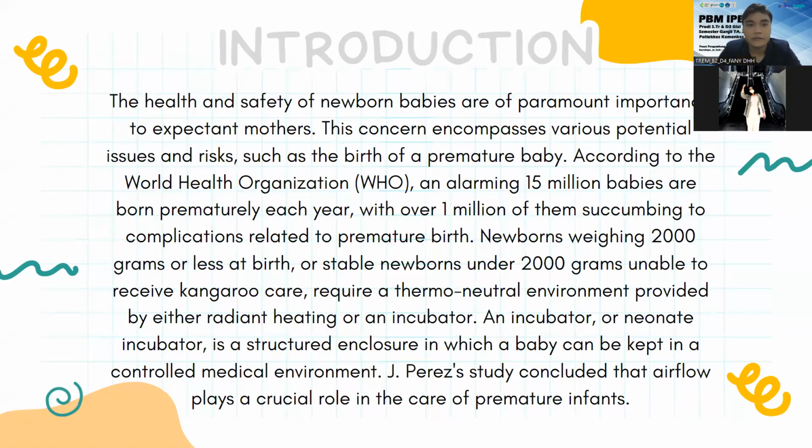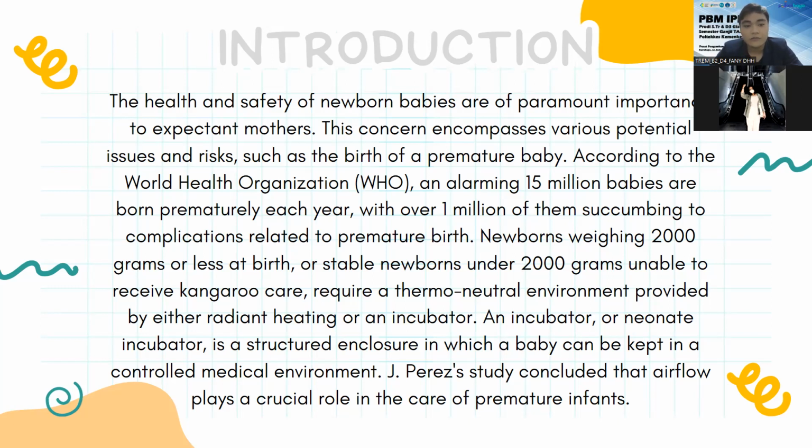Okay, and the next is introduction. The health and safety of newborn babies are of paramount importance. This concern encompasses various potential issues and risks, such as the birth of a premature baby. According to the World Health Organization (WHO), an alarming 15 million babies are born prematurely each year, with over 1 million of them succumbing to complications related to premature birth.